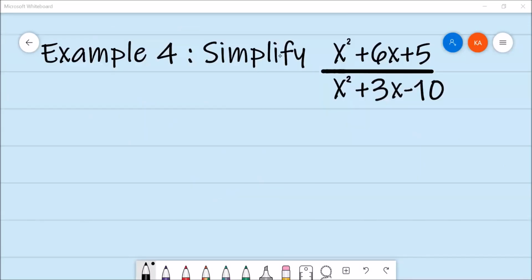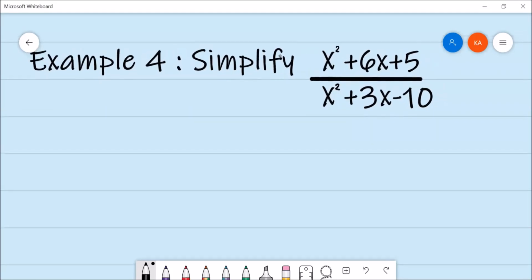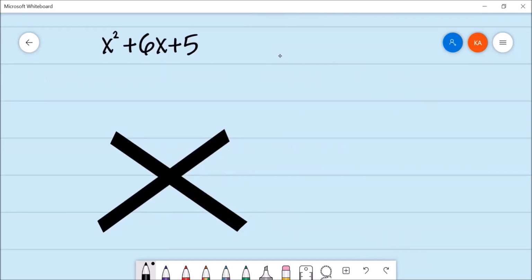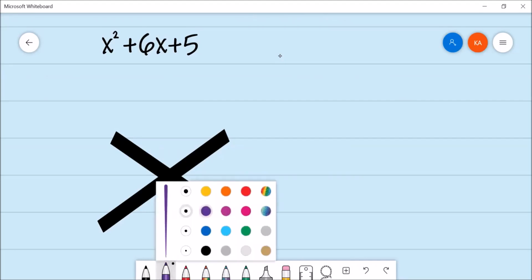Example 4. Simplify x squared plus 6x plus 5 over x squared plus 3x minus 10. As you can see here, the numerator consists of a quadratic equation as well as the denominator. So we have to factorize both of them. Let's start factorizing the numerator using the cross method.